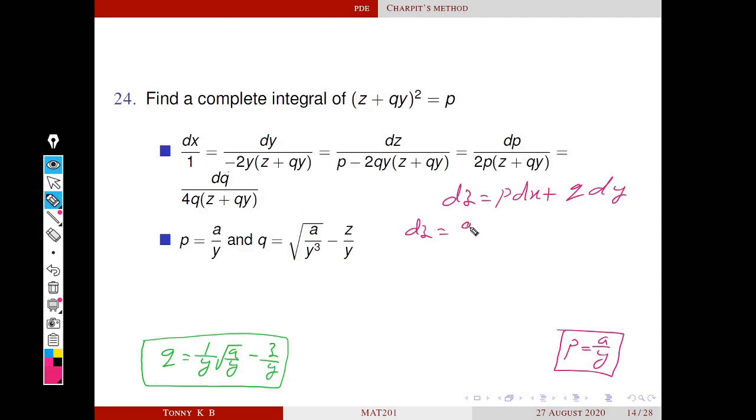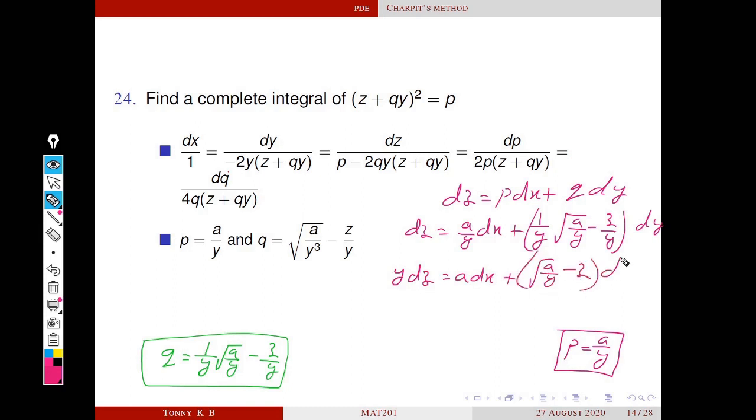And p is a by y. Q is this quantity. Now it is clear that in the denominator, one y is common. Take it outside, then cross multiply. So what happened? This becomes, now the second term is square root of a by y dy minus z dy. Take minus z dy to the left side. So that is plus z dy.